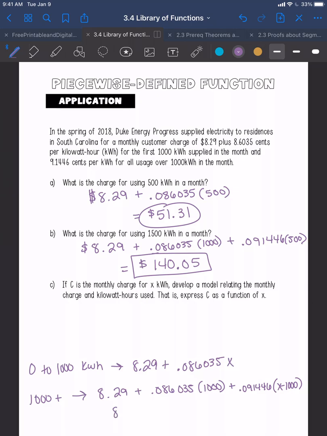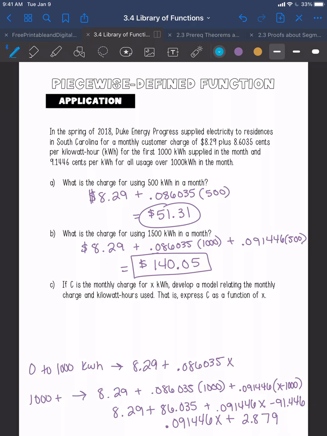So we got to clean that up. We got 8.29 plus 86.035 plus 0.091446x minus 91.446. Combine your like terms, and we end up with 0.091446x plus 2.879.